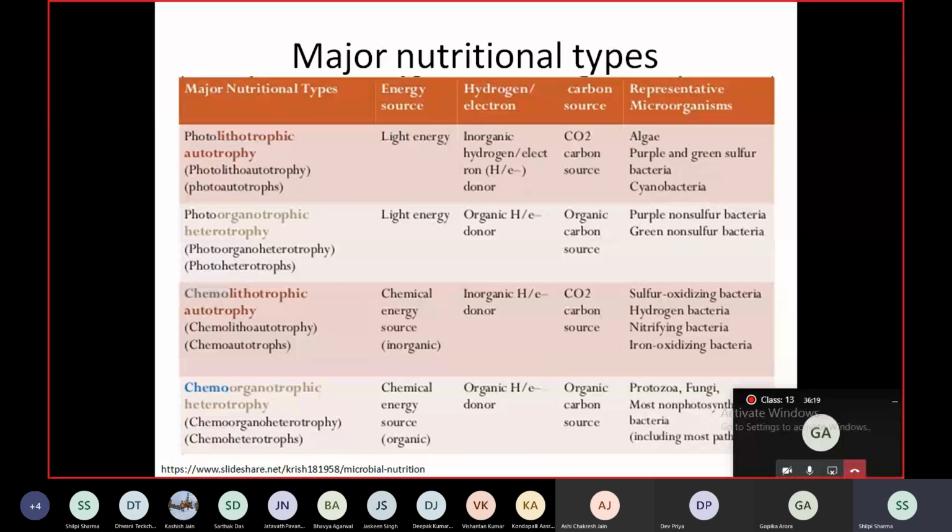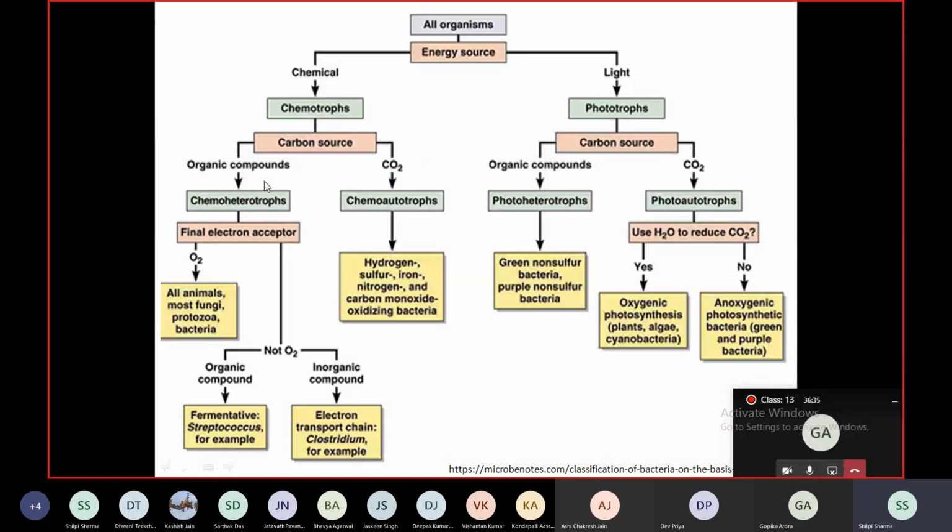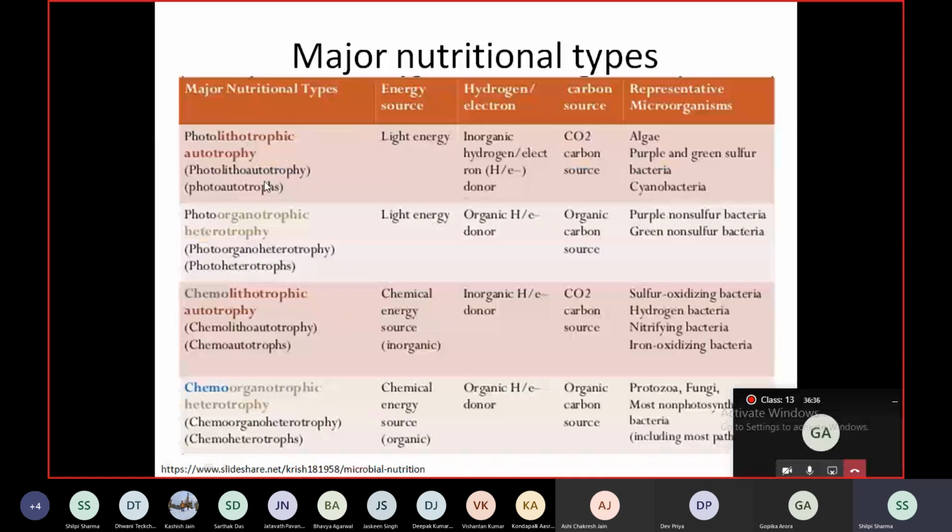For example, there is photo, litho, autotroph. Now you can imagine from this, photo, litho, autotroph has light as energy source, litho as electron source, and it can fix carbon dioxide. Similarly, photo, organo, hetero, chemo, litho, auto, chemo, organo, hetero, but they are simplified as these are the four major groups. You simply miss out the electron source and you simply say photoautotroph, photoheterotroph, chemoautotroph, chemoheterotroph.